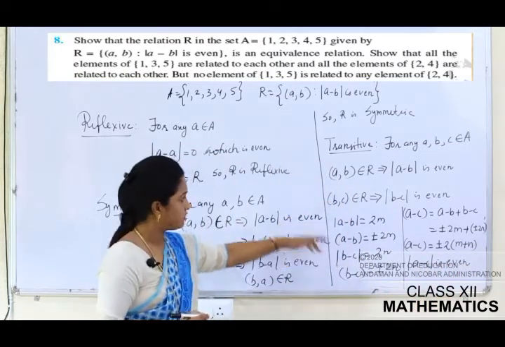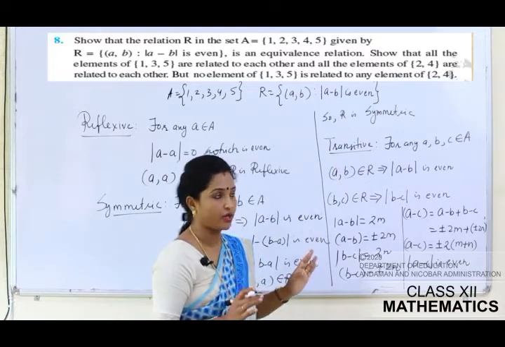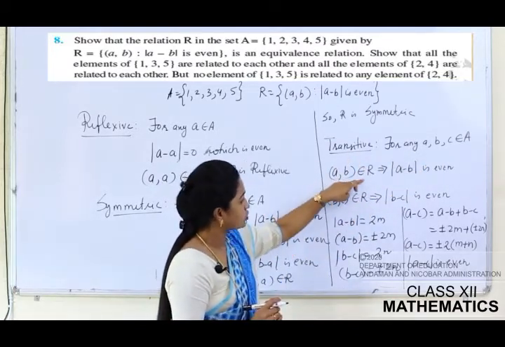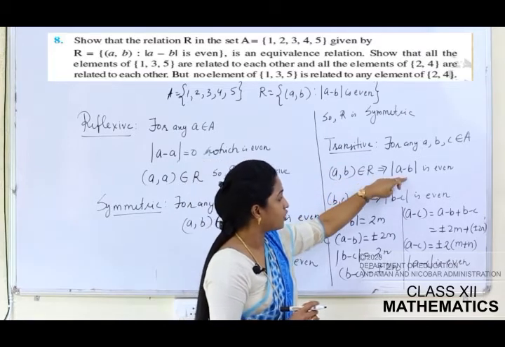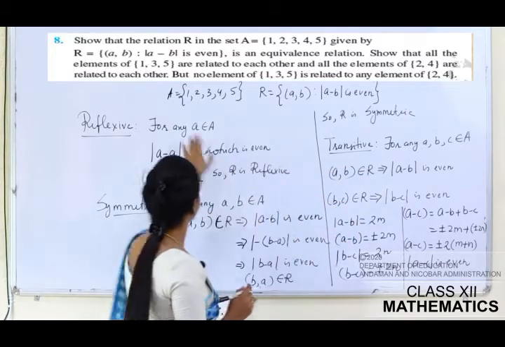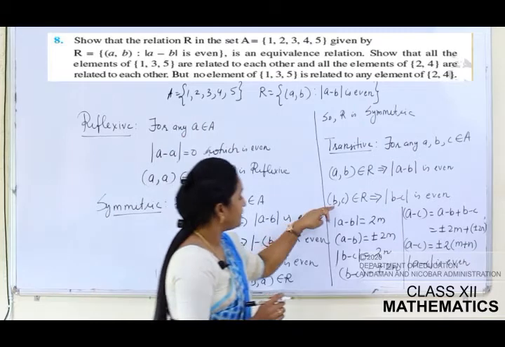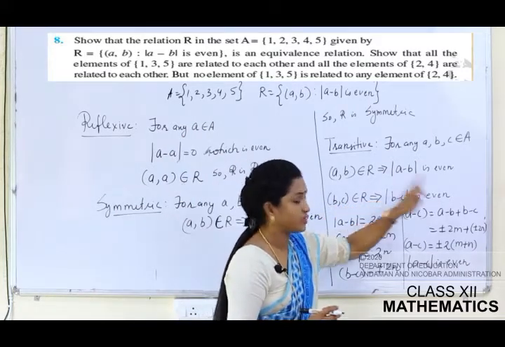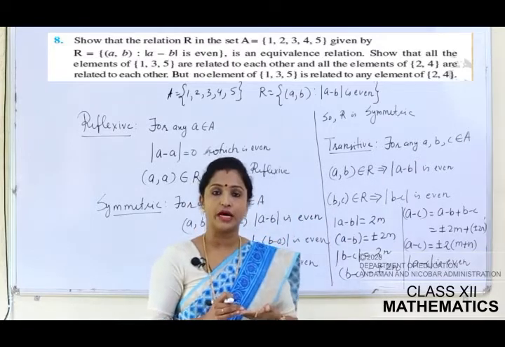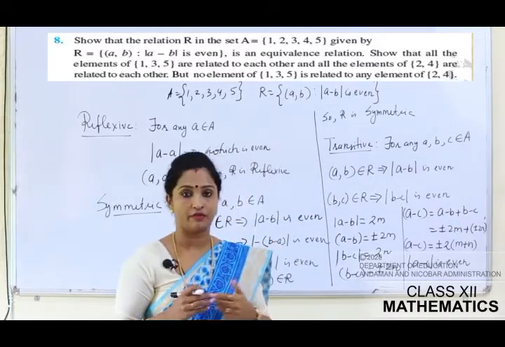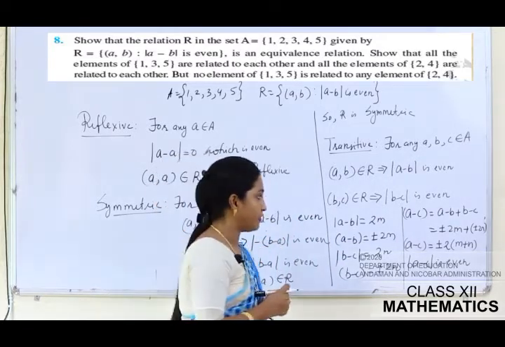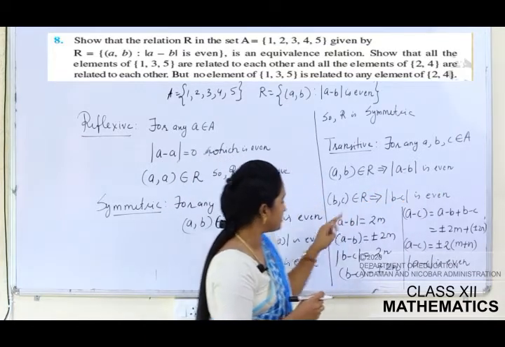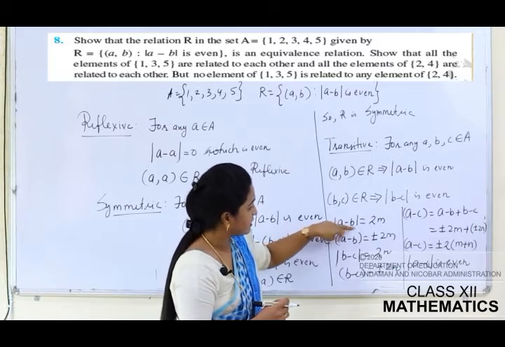ये आपको क्लियर हुआ? मैं फिर से दोबारा बता रही हूँ. You have to prove transitive. ओके, you have taken for any ABC belongs to A, AB belongs to R implies that modulus of A minus B is even. That we are getting from the relation. Okay, now BC belongs to R implies that modulus of B minus C is even. Now you have to prove that modulus of A minus C is also even. For that, what you are taking, since A minus B is even means modulus of A minus B is 2m.